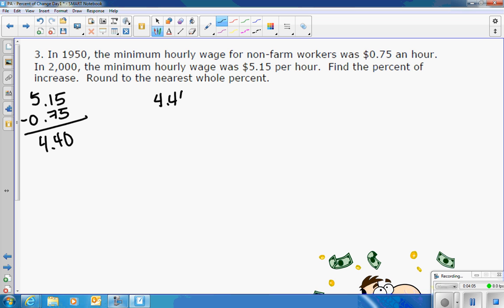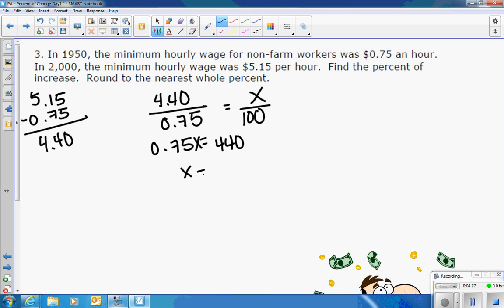So $4.40 out of the original amount is what percent increase? So when we cross multiply and divide, we're going to get that this was 587, about, I'm rounding, percent increase.